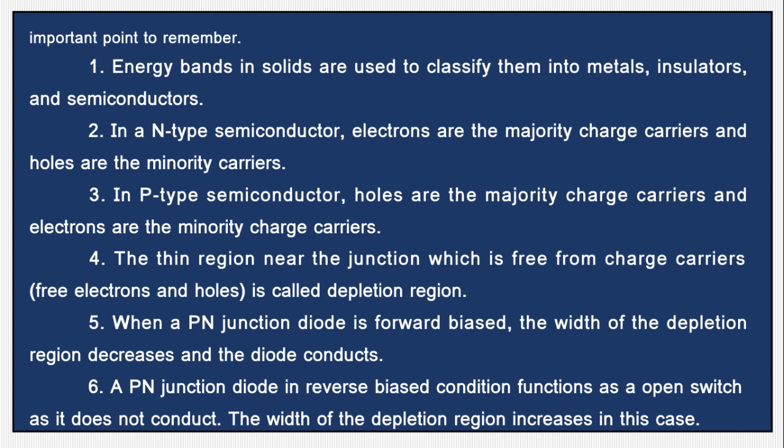4. The thin region near the junction, which is free from charge carriers, free electrons and holes, is called the depletion region. 5. When a p-n junction diode is forward biased, the width of the depletion region decreases and the diode conducts. 6. A p-n junction diode in reverse biased condition functions as an open switch as it does not conduct. The width of the depletion region increases in this case.